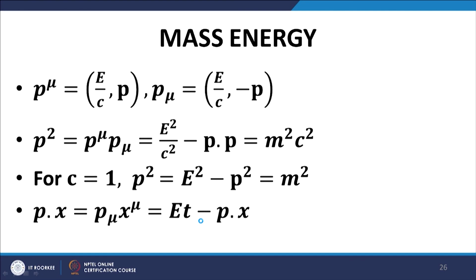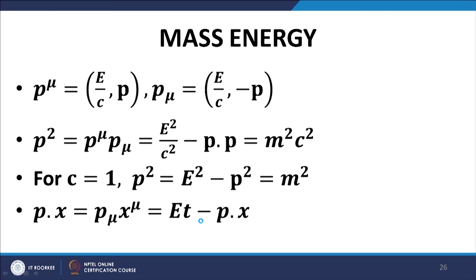Let us continue. The mass energy relation: of course, the relativistic momentum can be written as a 4 vector, with the first component being the energy component and the spatial components being the usual Newtonian momentum.